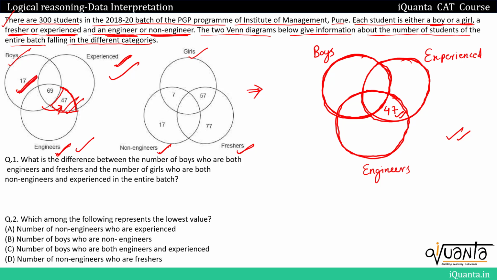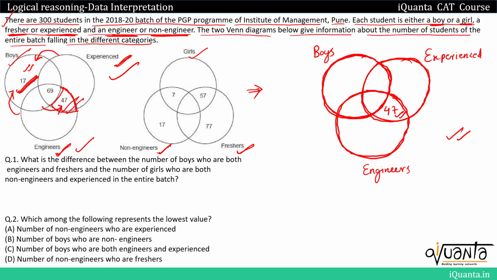Similarly, let us try to find out what is this 17 from the first Venn diagram. See, 17 is lying in the area of boys only, and that 17 is lying outside the set of experienced. It is lying outside the set of engineers. So that means there will be 17 boys, but since they are lying outside the set of experience, that means there will be freshers, and they are lying outside the set of engineers, that means there will be non-engineers. So that means we will have 17 boys who will be freshers and non-engineers. Let us put this 17 into our Venn diagram that we have drawn.